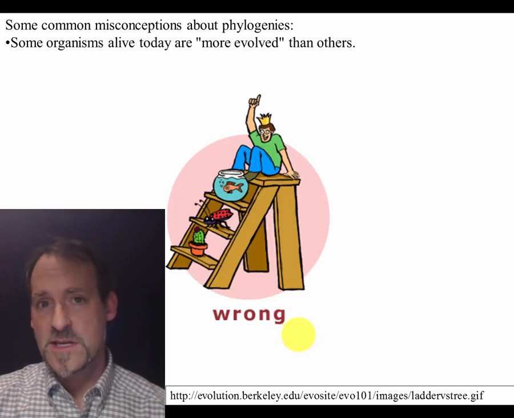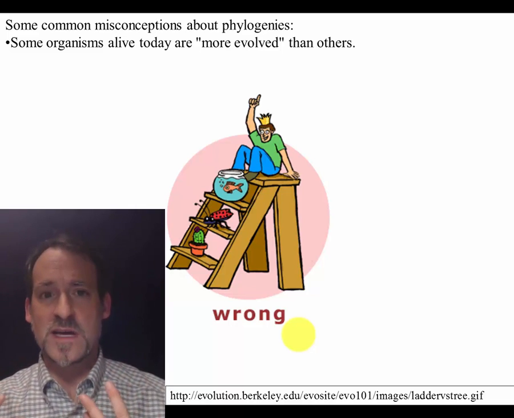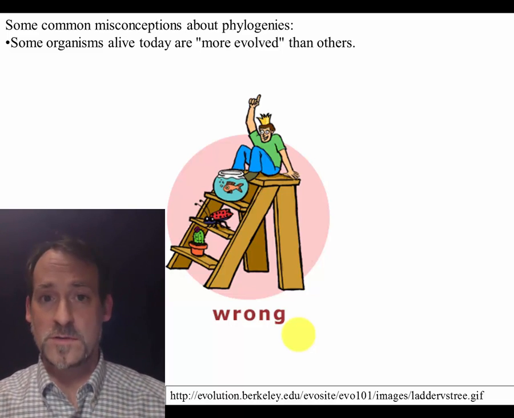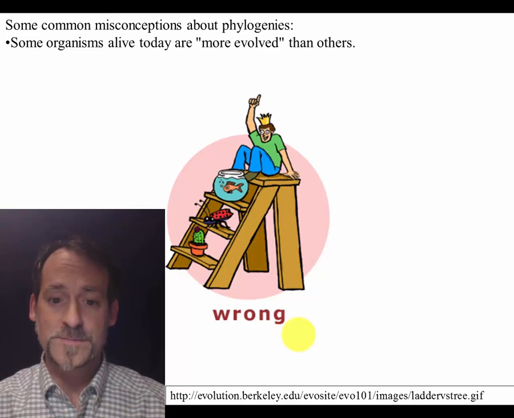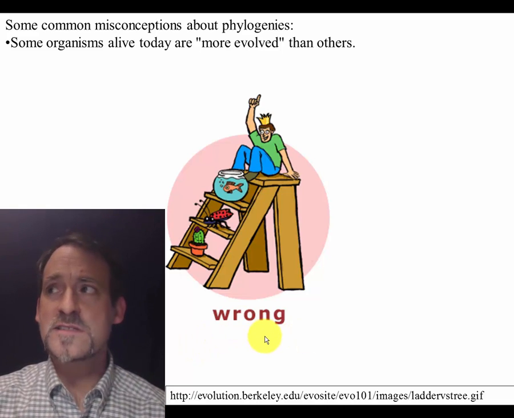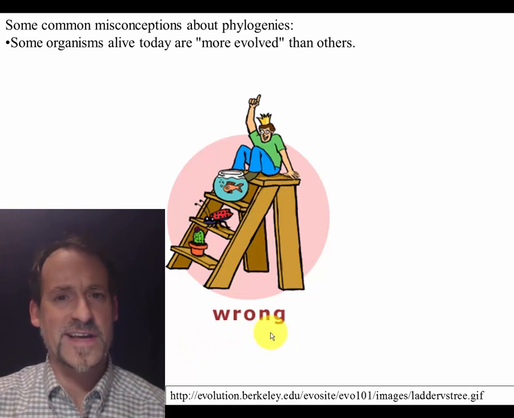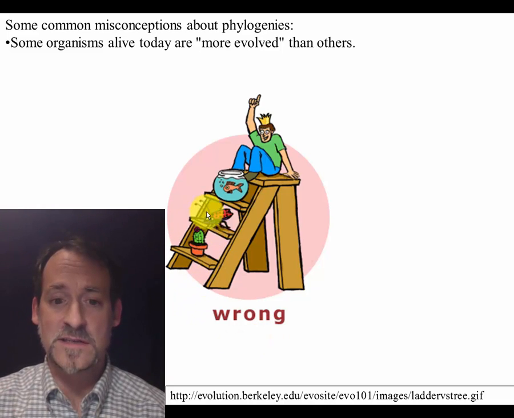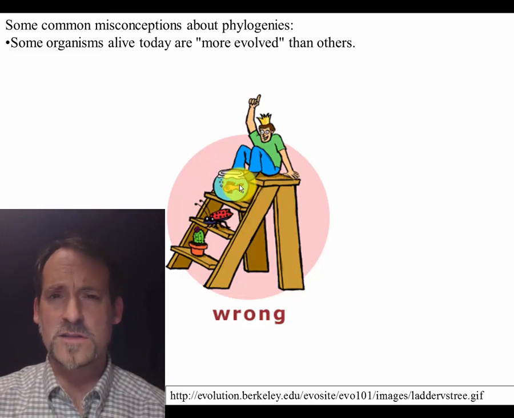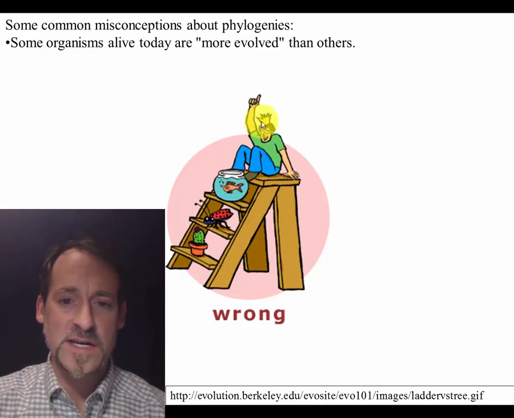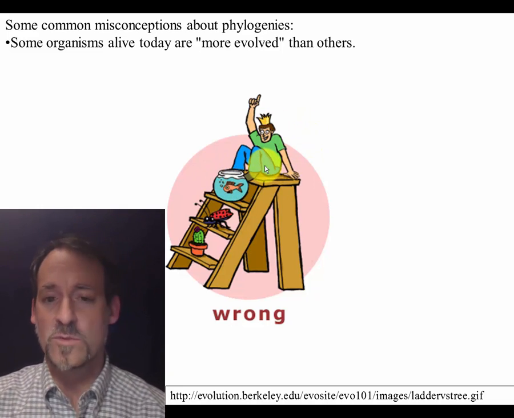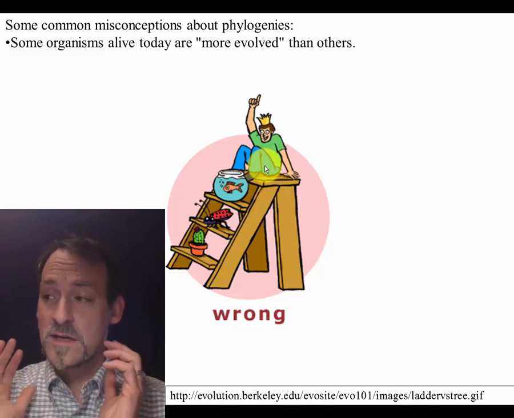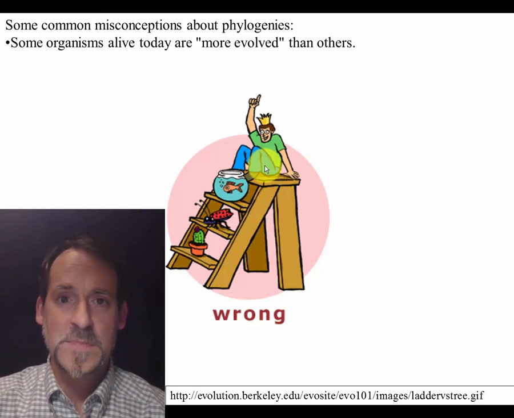One very common misconception is that there are some organisms alive today that are more evolved than others. This is the idea that life is kind of like a ladder. Plants are really primitive, then you get invertebrates, then the lower vertebrates like fish, and finally at the top you have human beings, which are of course the crowning creation of all of nature.